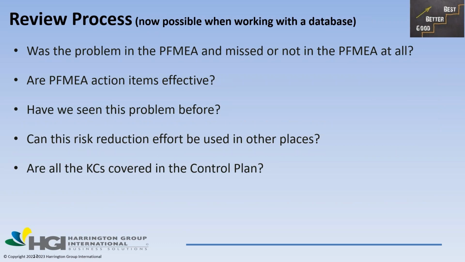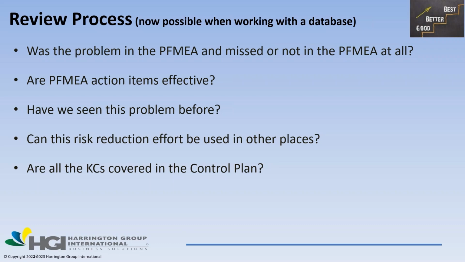So what would a review process look like that would be possible when working with a database? The first one that I did a quick example on, I'm either at the supplier or I'm in receiving and there's a problem with the material. I'd like to quickly get the current PFMEA and be able to search material, because what I want to know is the problem we're seeing, did we miss it? I mean, it was in the PFMEA and how we detected it didn't work, or was it not in the PFMEA at all? And it may or may not be a surprise. A lot of times it's not in the PFMEA at all.